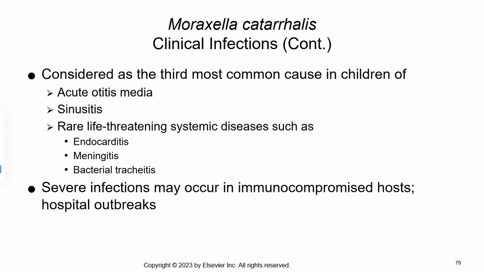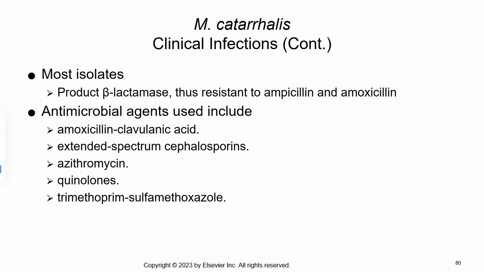Considered the third most common cause in children of acute otitis media, or an ear infection, and sinusitis, or a sinus infection. Rare life-threatening symptomatic diseases such as endocarditis, meningitis, and bacterial tracheitis. Severe infections may occur in immunocompromised hosts and hospital outbreaks. Most isolates produce beta-lactamase, thus they're resistant to ampicillin and amoxicillin.